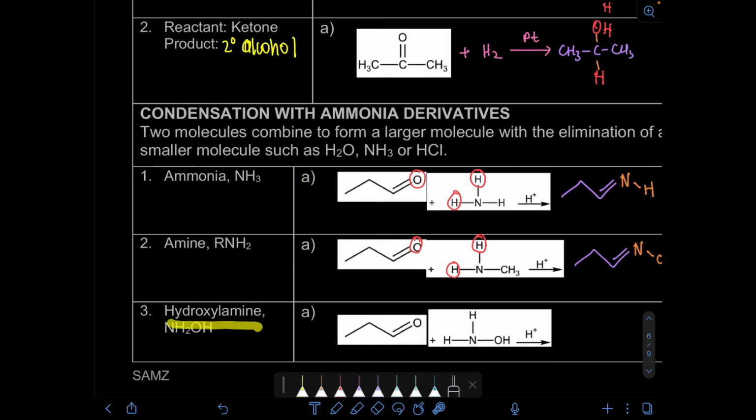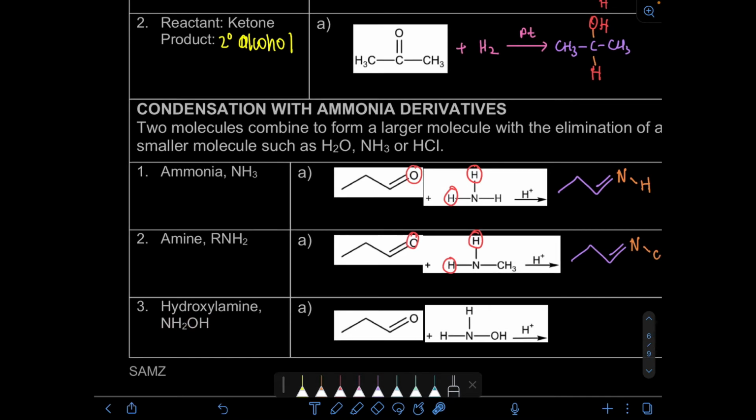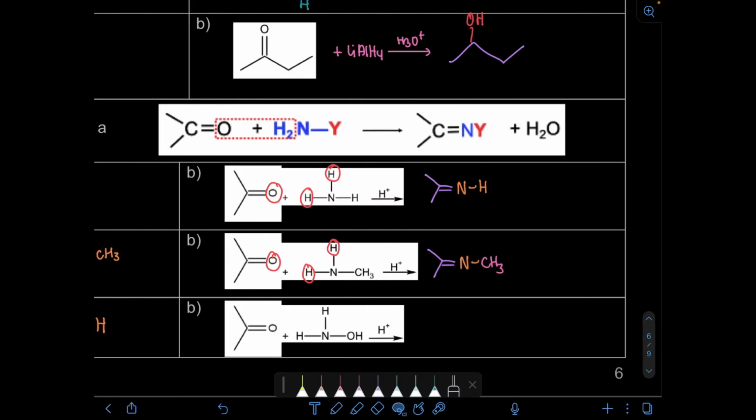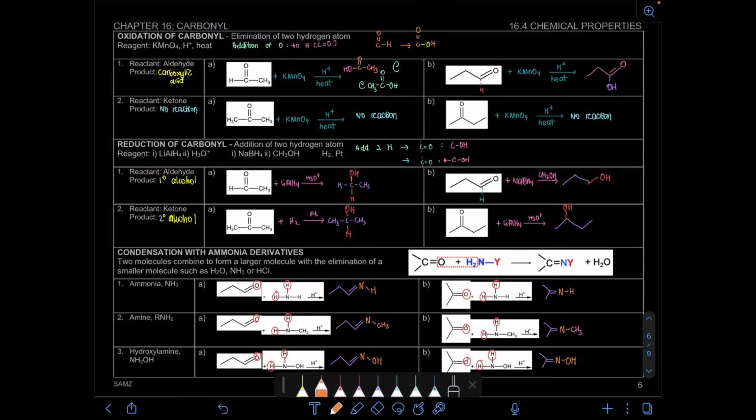Sekarang ni hydroxylamine. Hydroxylamine ni adalah NH2 dengan OH. Dua-dua dia ada. So what we're gonna remove adalah we're gonna remove our hydrogen dengan OH, dengan hydrogen dengan oxygen. So what is left? Maknanya substituent of N2 sekarang ni dia attached to our hydrogen. Hydrogen OH. The same goes here. Nitrogen attached to our OH once we remove our H2O. Okay, so that's for hydroxylamine.